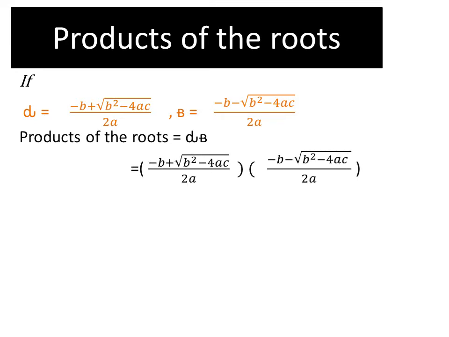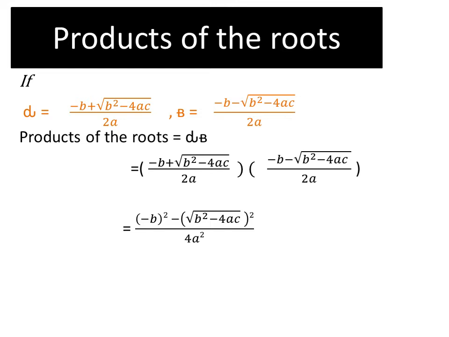For this we will write minus b plus under root b square minus 4ac over 2a, into minus b minus under root b square minus 4ac over 2a. In the numerator we will use the formula for a plus b into a minus b, which is equal to a square minus b square. Here the value of a is minus b and the value of b is under root b square minus 4ac. So we will write it as minus b whole square minus under root b square minus 4ac whole square, and in the denominator both the terms are multiplied, which will give us 4a square.